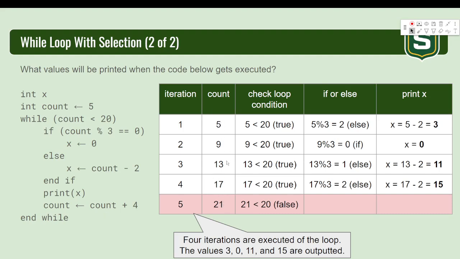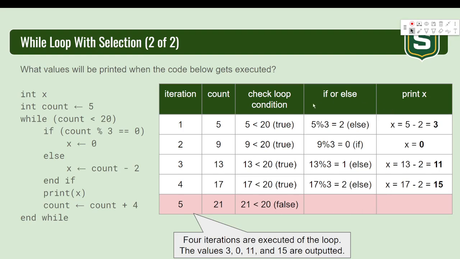Notice your count. You could actually build this table just with the count. Okay, so count started at 5. We're going to continue doing this as long as count is less than 20. So all of these counts in the white space are less than 20. And count is always incremented by 4. So 5 plus 4 is 9. 9 plus 4 is 13. So sometimes that helps students too.